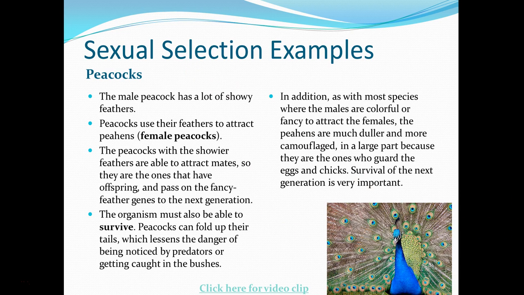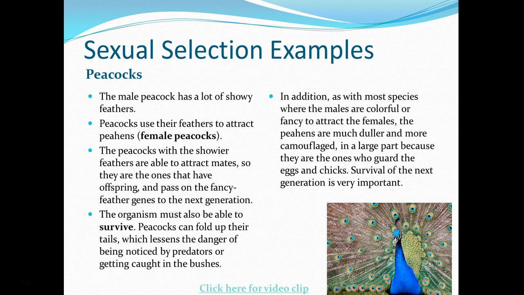Peacocks are a good example of this. The male peacock has bright feathers, and it uses those to attract peahens, the female peacocks. And of course, the one that does the best job of that and has the showiest feathers is the one that the female selects to mate with, and then they can pass on their genes to their offspring.